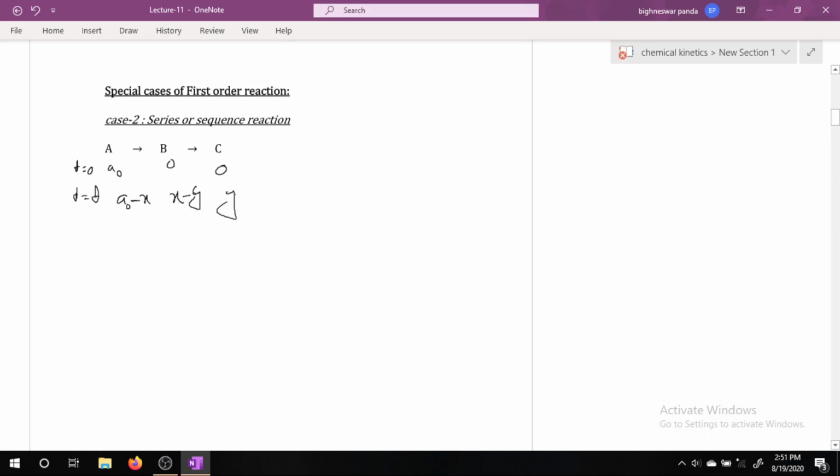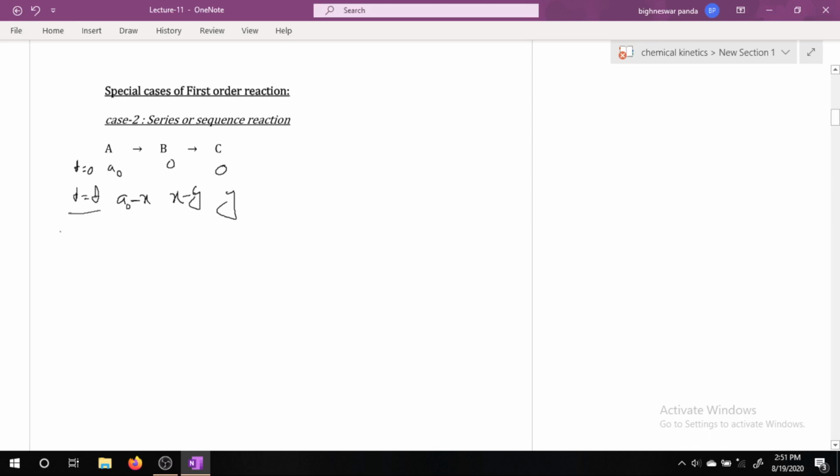That means x amount of A will be dissociated. So after time t, A has concentration A naught minus x. If x amount of A is dissociated, then x amount of B will be formed, and if y amount of B is dissociated, then x minus y will be the concentration of B after time t, and y is the concentration of C after time t.